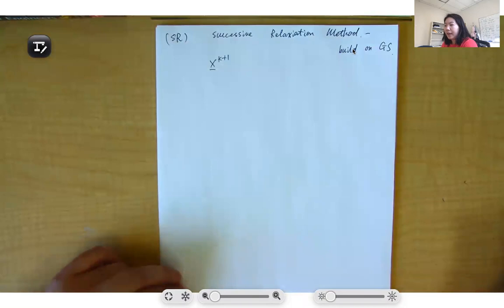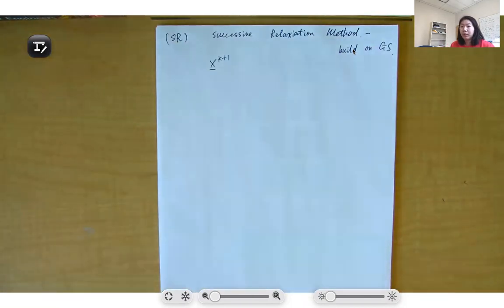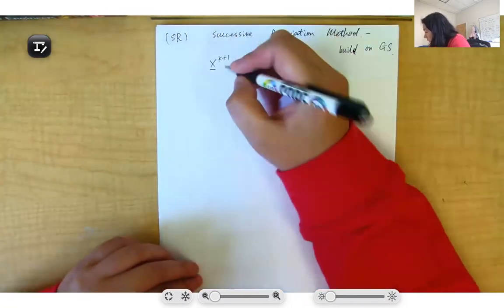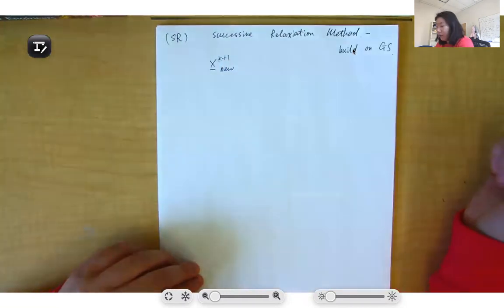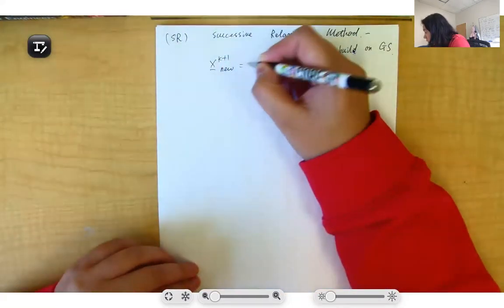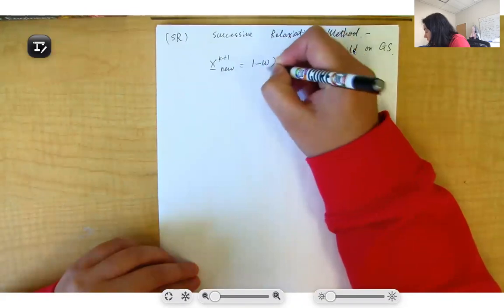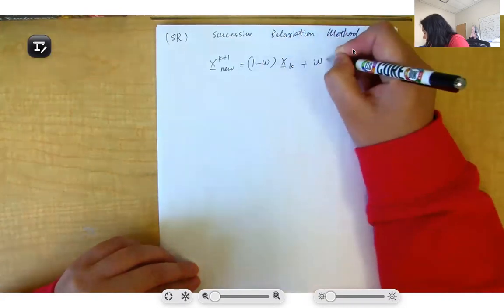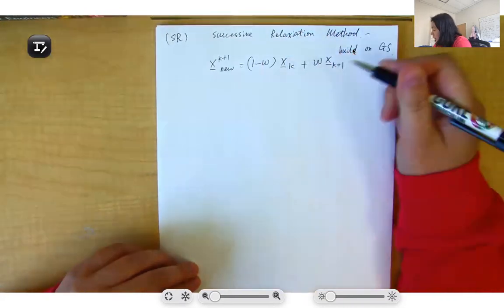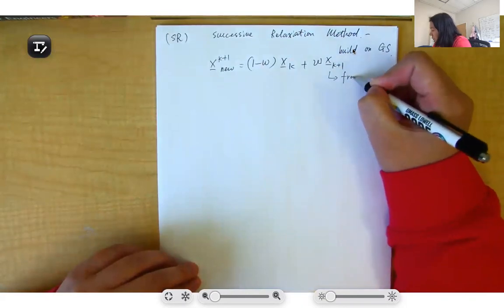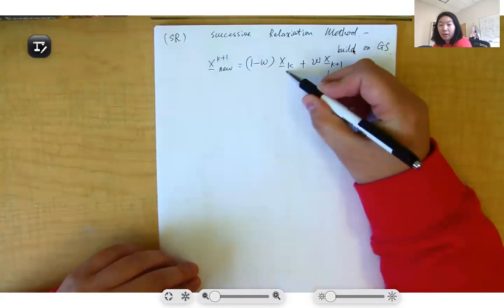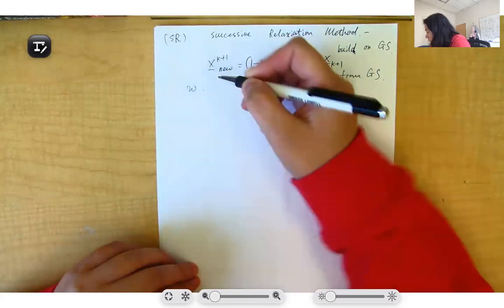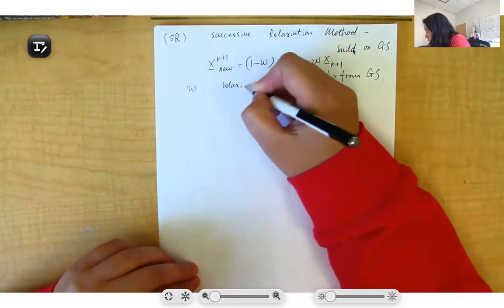And that is basically getting a balance between your previous results and the current result. So the key of SR method is the new iterative value will be equal to (1 minus omega) times xk plus omega times xk plus 1. So this xk plus 1 is from Gauss-Seidel iteration. And those are just previous values. So this omega is called the relaxation parameter.